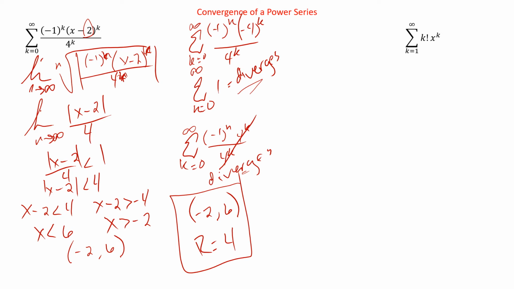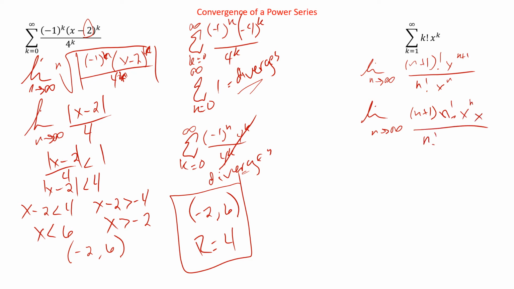We have k factorial times x to the k. Let's use the ratio test again for this one because we have factorials. The root test doesn't work so great with factorials. So let's go the limit as n goes to infinity of n plus 1 factorial times x to the n plus 1 over n factorial x to the n. We can simplify or expand, I suppose. N plus 1 factorial is going to be n plus 1 times n factorial. X to the n plus 1 is x to the n times x over n factorial times x to the n. We can cancel, leaving us with the limit.